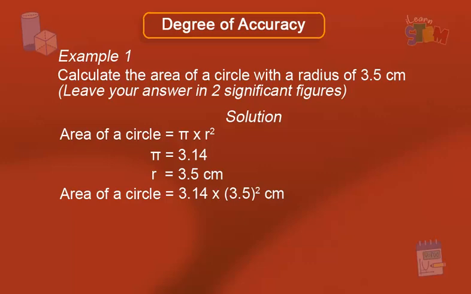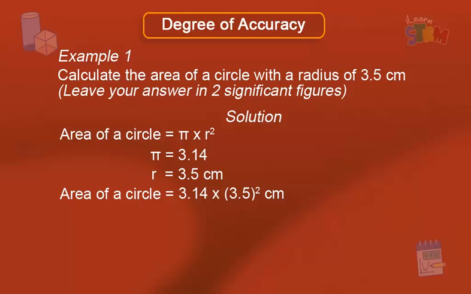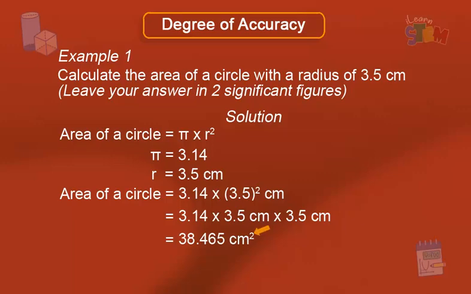We know that the square of a number means multiplying the number by itself. So, let's open the bracket first. Equals 3.14 times 3.5 centimeters times 3.5 centimeters. Use your calculator to solve that. The answer is 38.465 centimeters square. Note that when we calculate the area of a shape, we denote the result with square after the unit of measurement to indicate that the value represents an area.